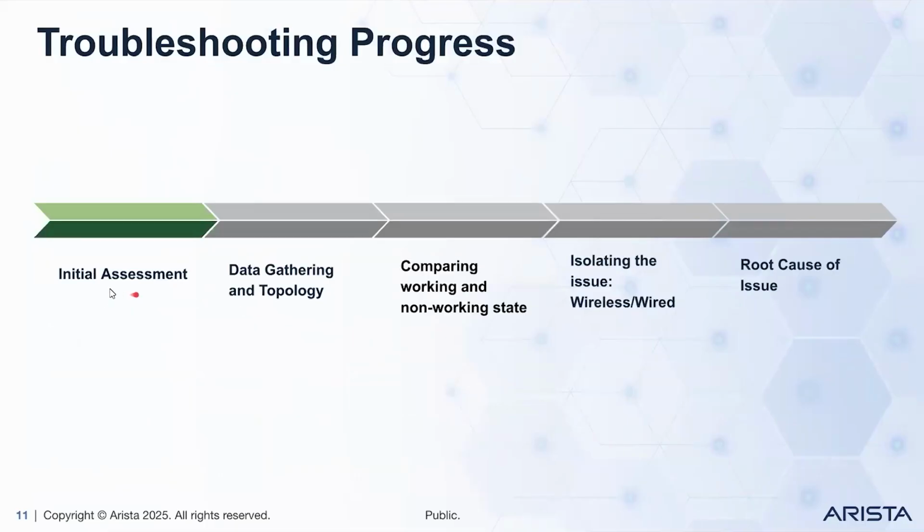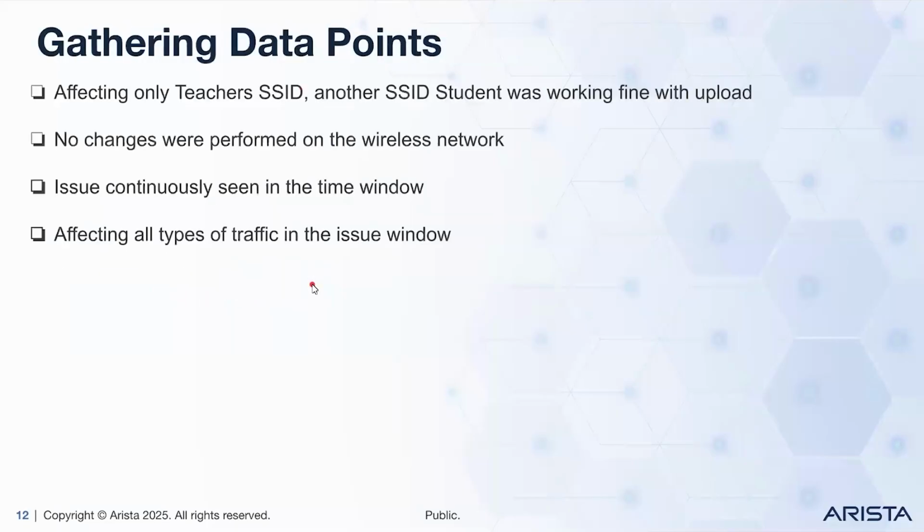Now that we have performed the initial assessment of the scenario, let's look at the next step in the troubleshooting approach, which is gathering the required data. Here, we have asked a series of diagnostic questions to narrow down the scope of the issue. For example, was the issue limited to one SSID? Yes, it was affecting only the teacher's SSID. There was another SSID called student that was functioning normally.